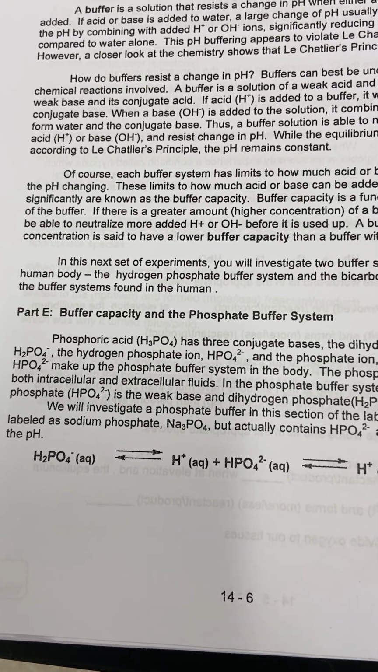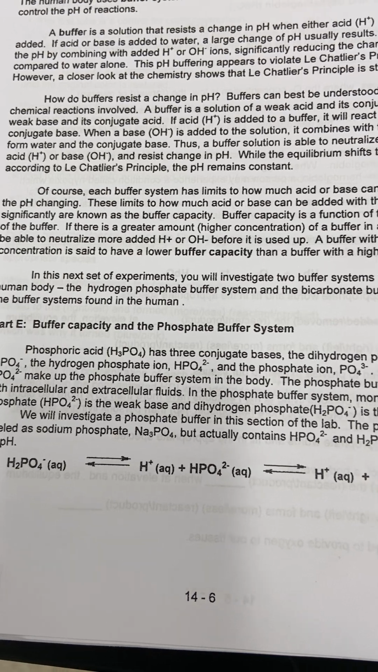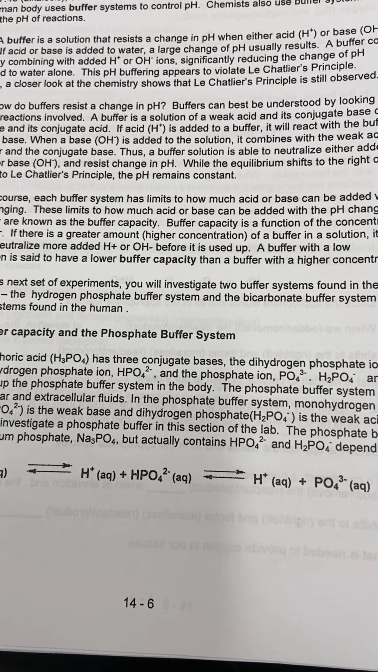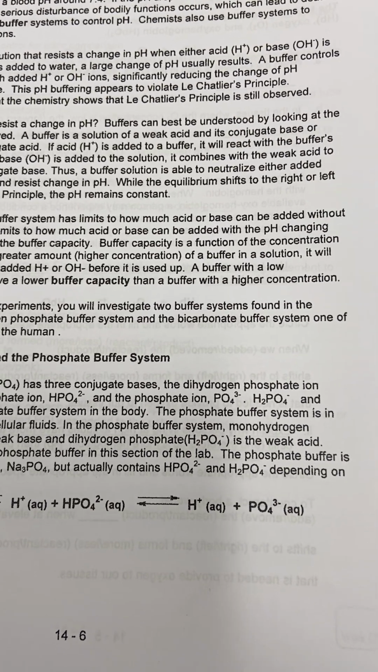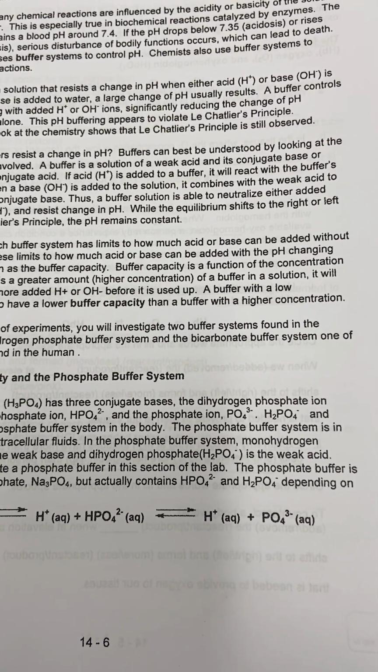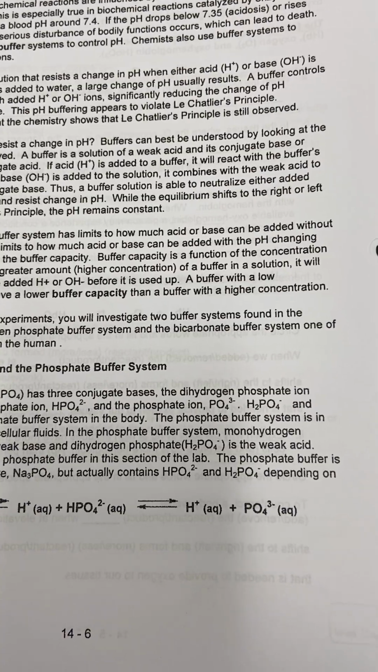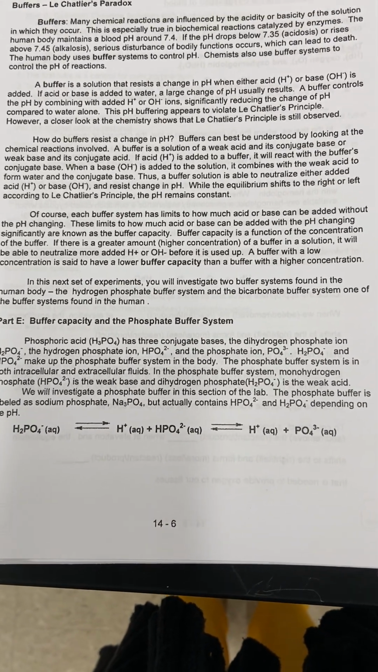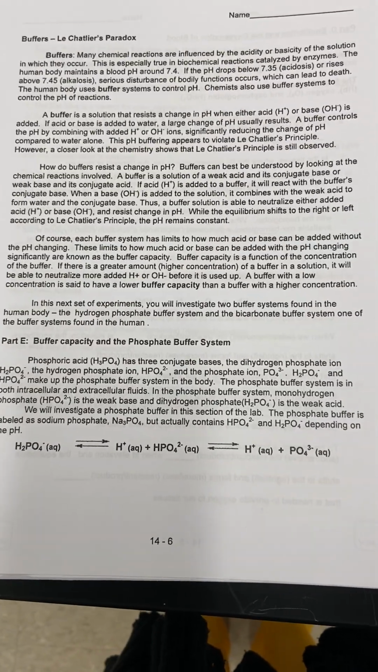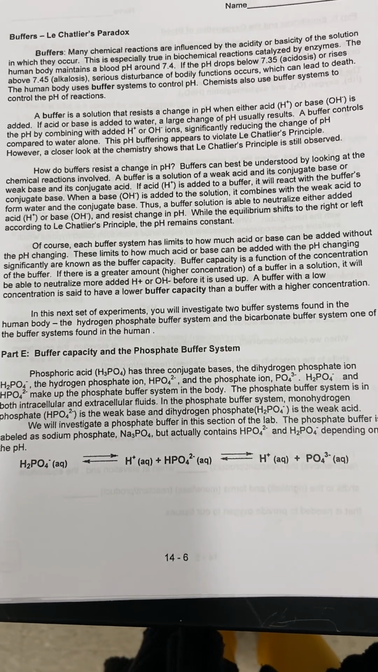Phosphoric acid and dihydrogen phosphate, hydrogen phosphate and phosphate are the three phosphate pieces in the phosphate buffer.